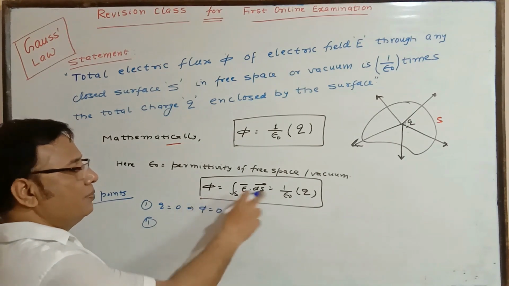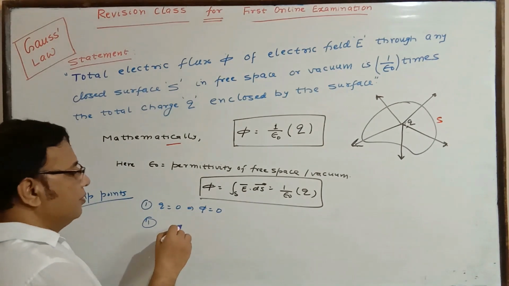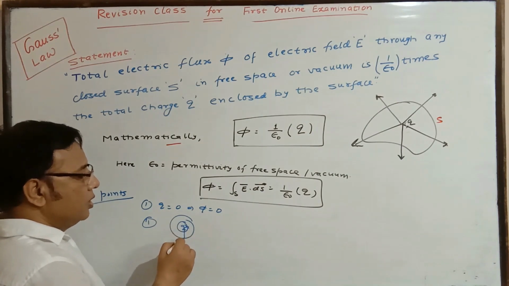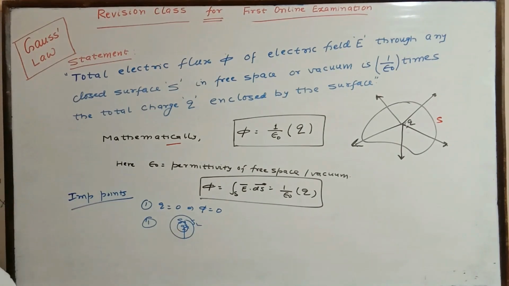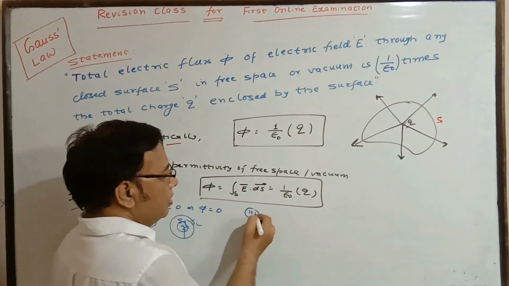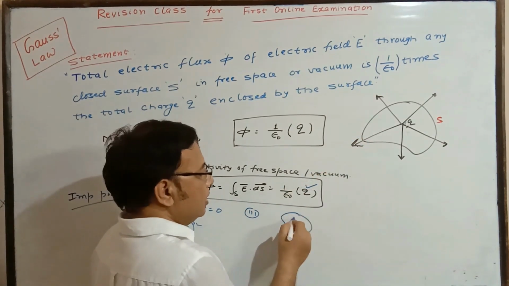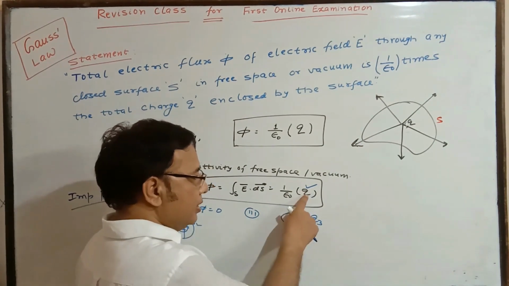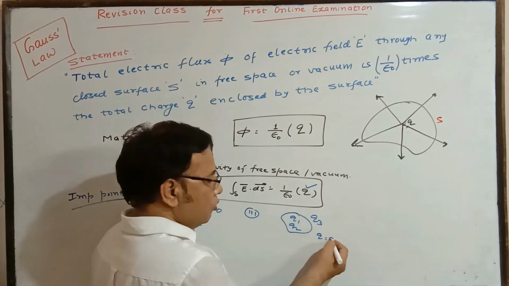The flux depends on the charge only, not on the shape and size of the surface enclosing the charge. If the same charge is enclosed by a surface of radius r and another of radius 2r, the flux through the first and second surface remains the same, because the same charge is enclosed. Point number 3: here Q is the charge enclosed by the surface. Suppose Q1 and Q2 are enclosed and Q3 is outside. Then Q is the sum of these two charges only, not Q3. So Q is equal to Q1 plus Q2.